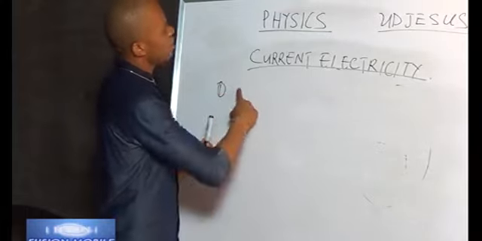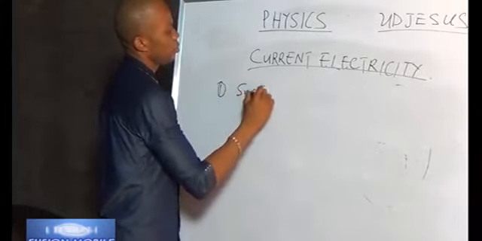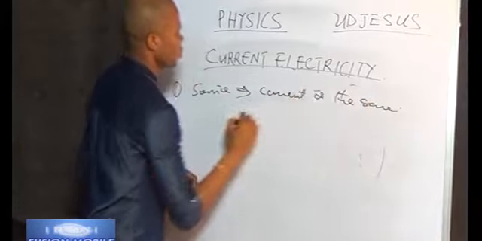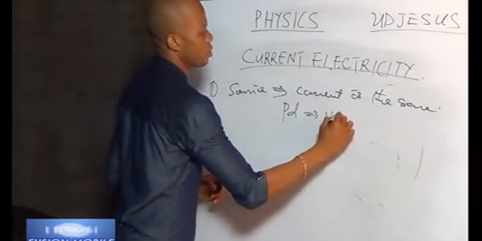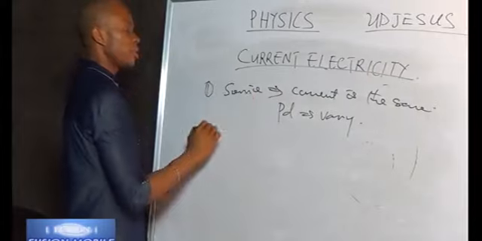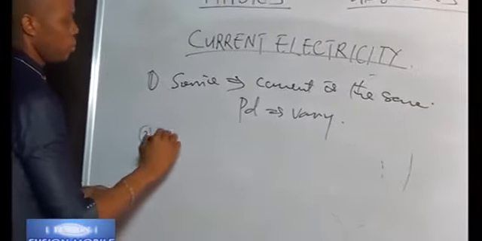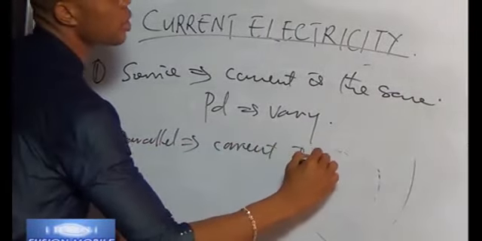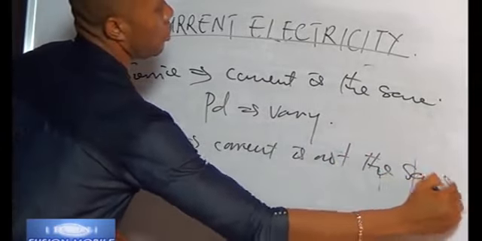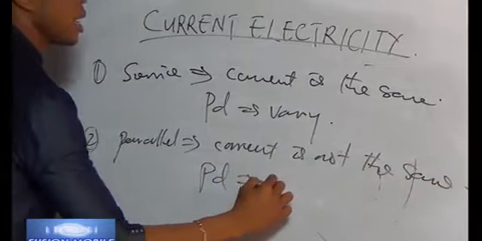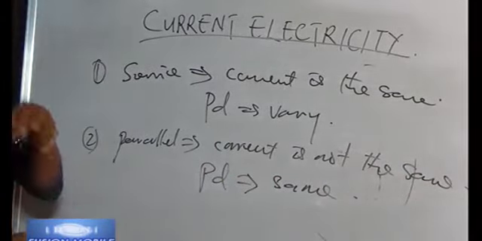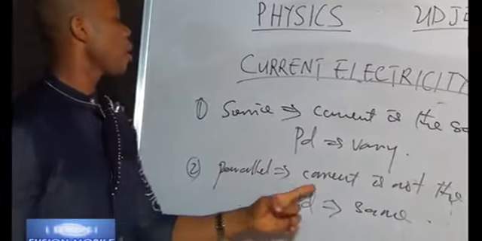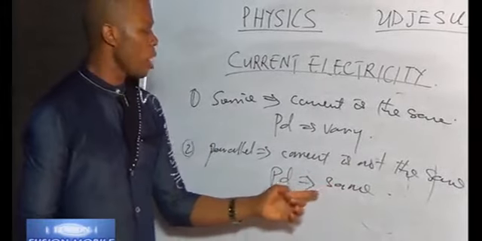So we said, since the current passing through them for series, current is the same, but potential difference PD varies. While this is for series, in parallel arrangement, the current passing is not the same, while the PD across is the same. If you have this in mind, that in series, current is the same and PD varies, while in parallel, current is not the same, while PD is the same.